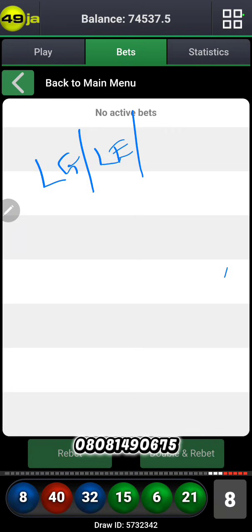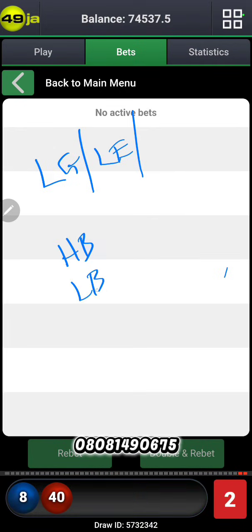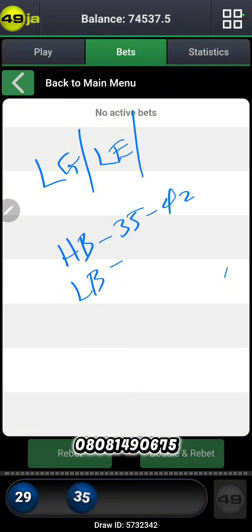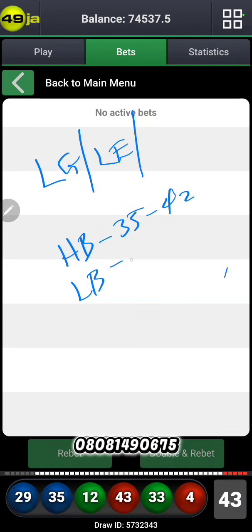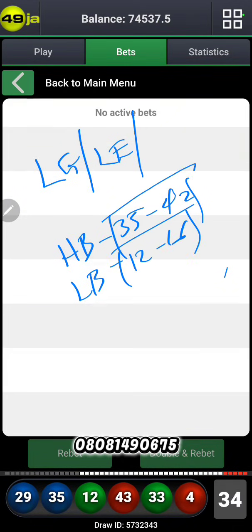I've told you that in the game of 4 Nigeria, there are two stages. There is the higher band and the lower band. Okay, two bands. So this is between 35 to 42. I've explained this severally to those who are on my mentorship program. Then there is the lower band, which is around 12 to 16. Now, one thing to note is the fact that these are the general stages.